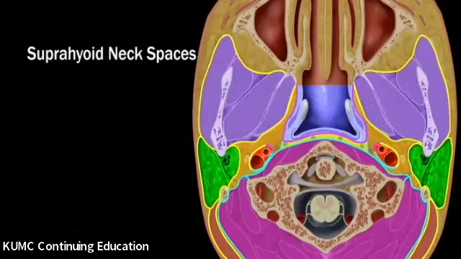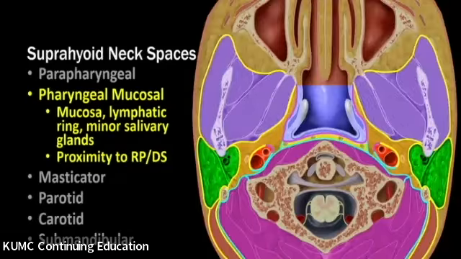Next, we have the pharyngeal mucosal space, which is again encased by that middle layer of the deep cervical fascia. It contains the mucosa, lymphatic ring, minor salivary glands. And its importance is its proximity to the retropharyngeal space and then the danger space.